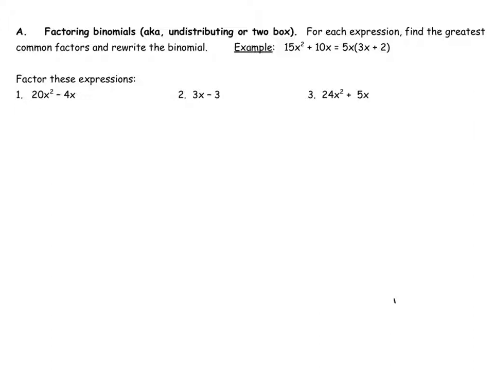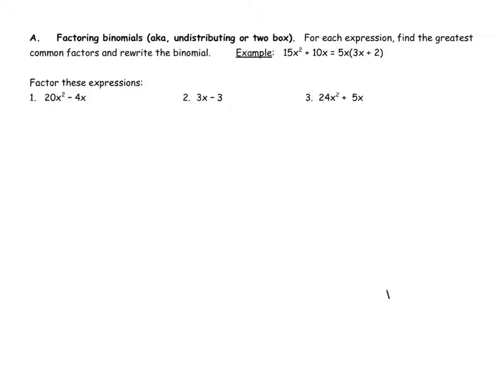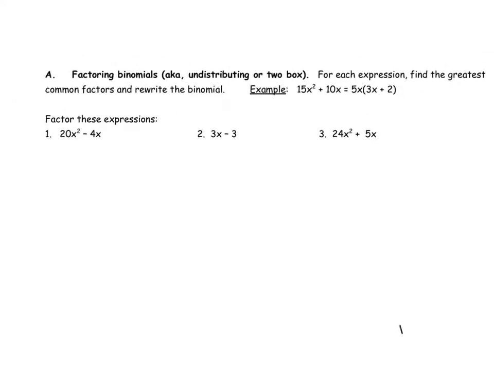Okay, moving on. So we need to deal with some different types of factoring. The first one is factoring binomials. So with binomials, we have 2 terms. And we want to look at our greatest common factor of those 2 terms.